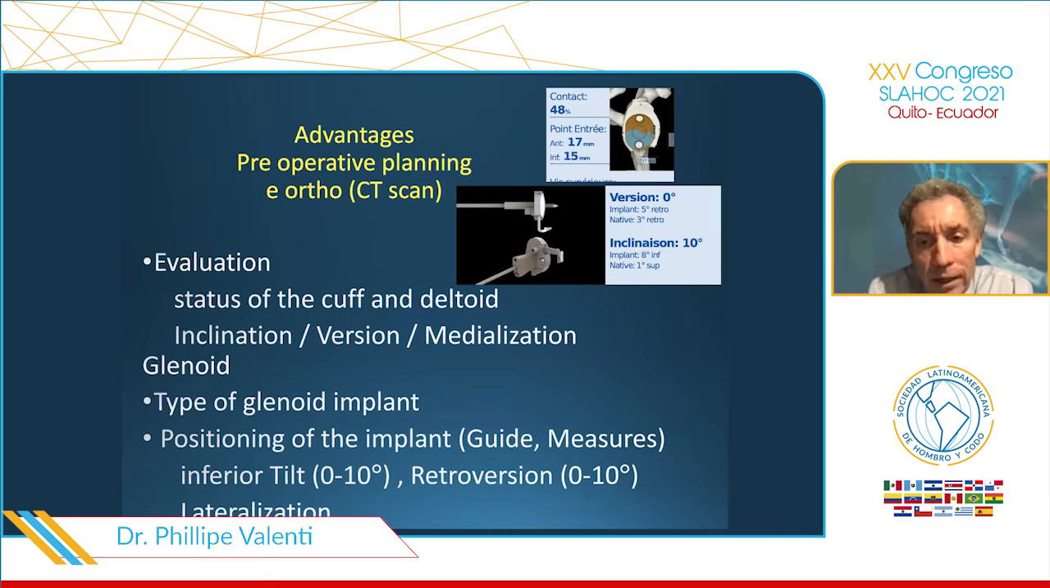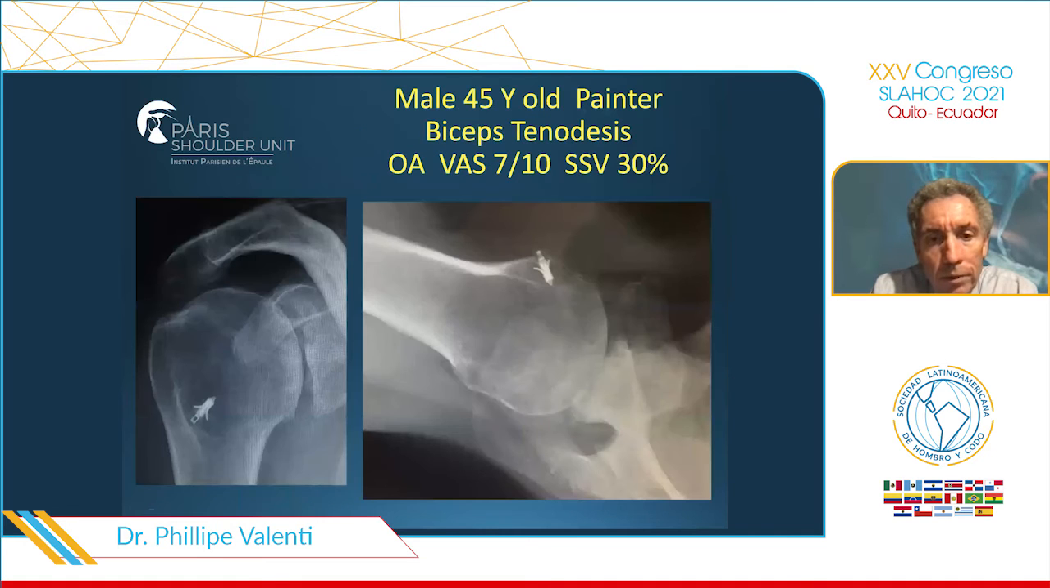We use a guide, we measure the distance, and we can reproduce an inferior tilt for the reverse between 0 to 10 degrees, an acceptable retroversion of 0 to 10 degrees, and lateralization and distalization. So we can measure with the eOrtho software the good positioning of the component.